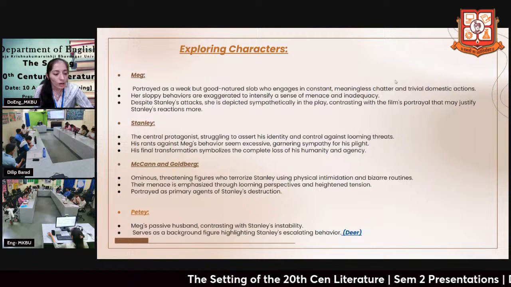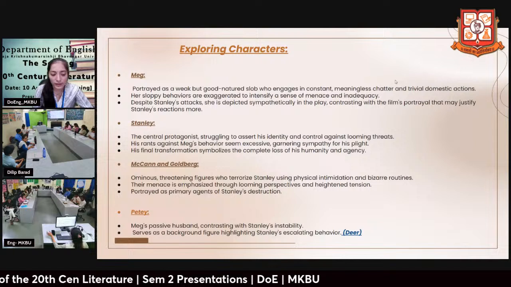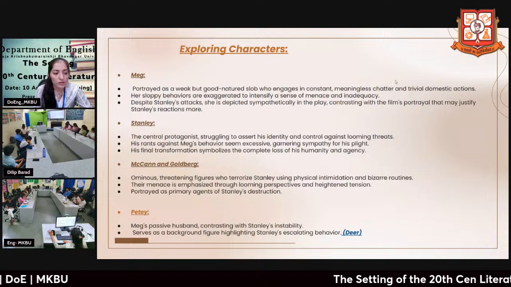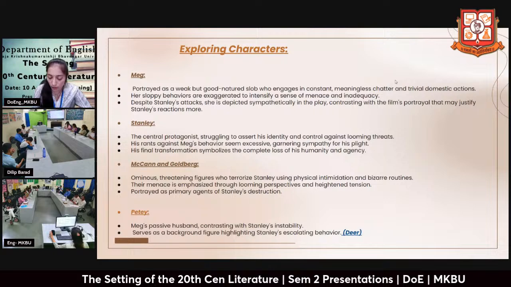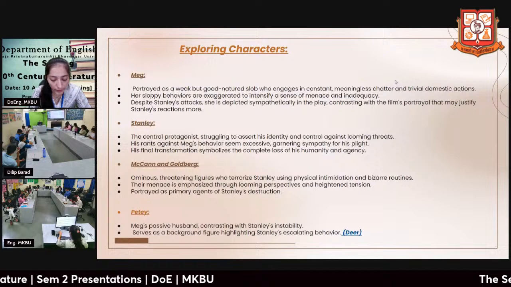The next character is Petey, Meg's passive husband who never does anything. He is very passive in his actions. We can find that he is always sitting and reading newspapers. So he serves as a background figure highlighting Stanley's escalating behavior. This information is taken from Harriet Deer and Irving Deer's article, Pinter's The Birthday Party, the film and the play.